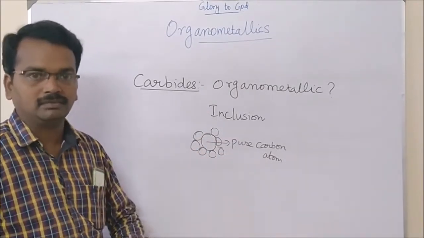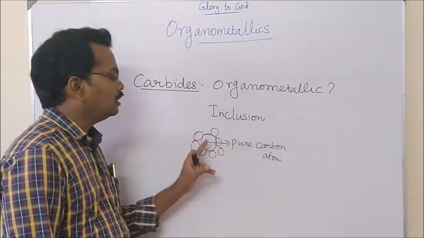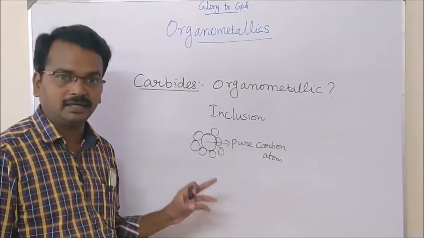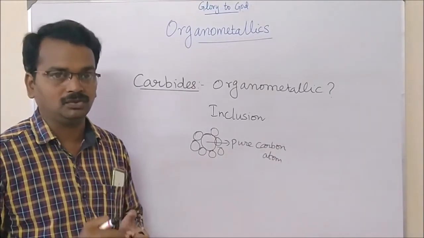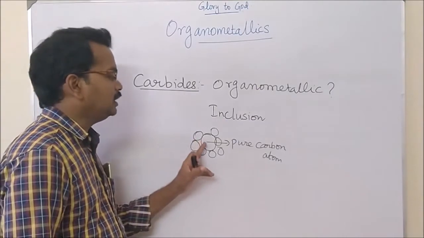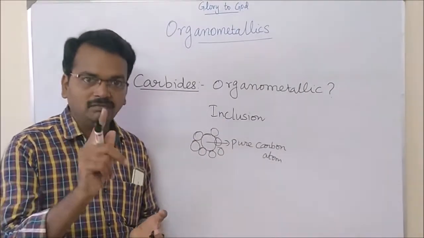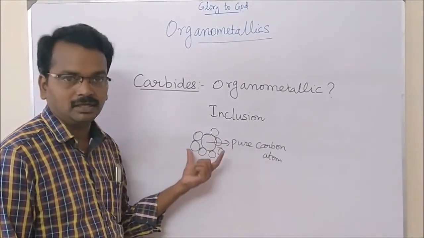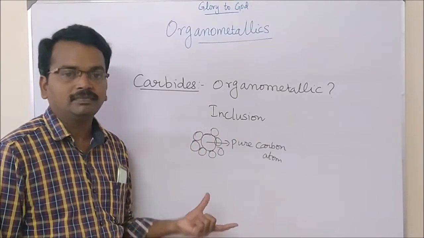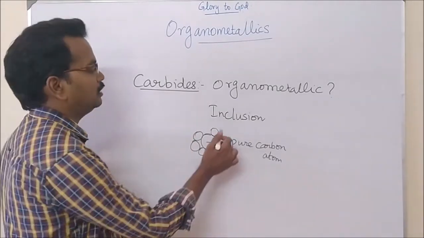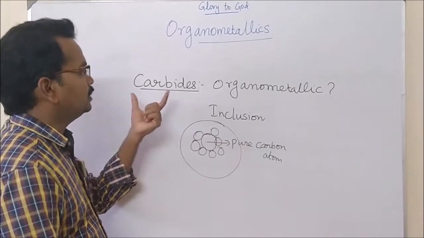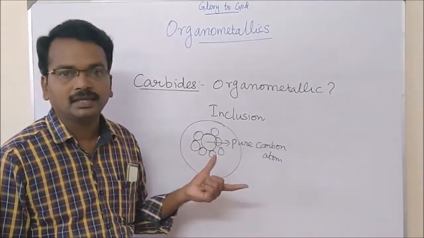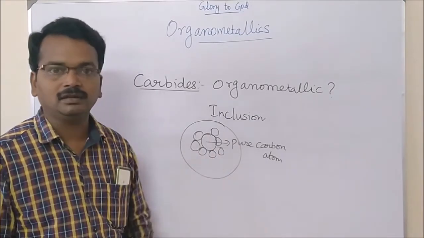But in organometallic compounds, first, the carbon atom should be a part of an organic molecule. Second, the carbon atom should have at least one bond with the metal atom. So ultimately, the two criteria are not satisfied by carbides. Therefore, carbides are well-known inorganic compounds, but they cannot be considered organometallic compounds.